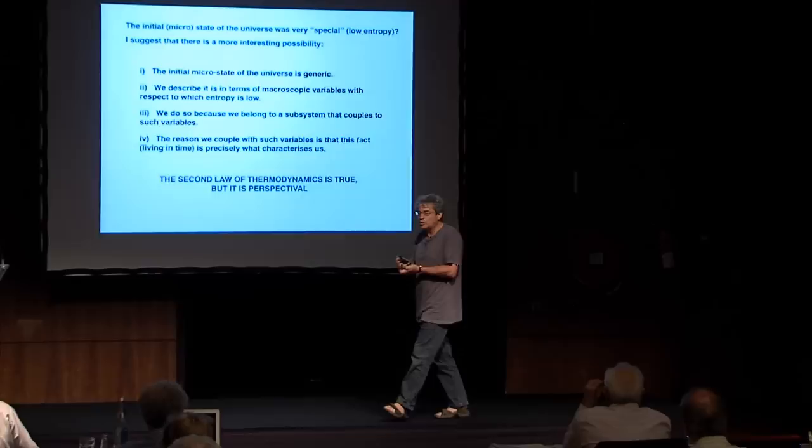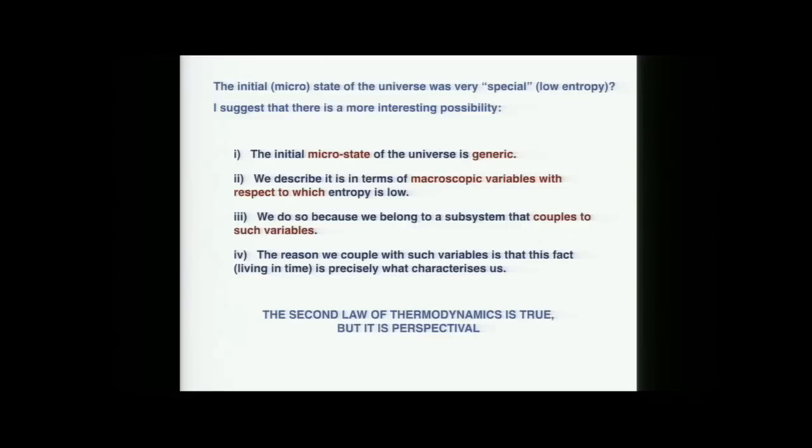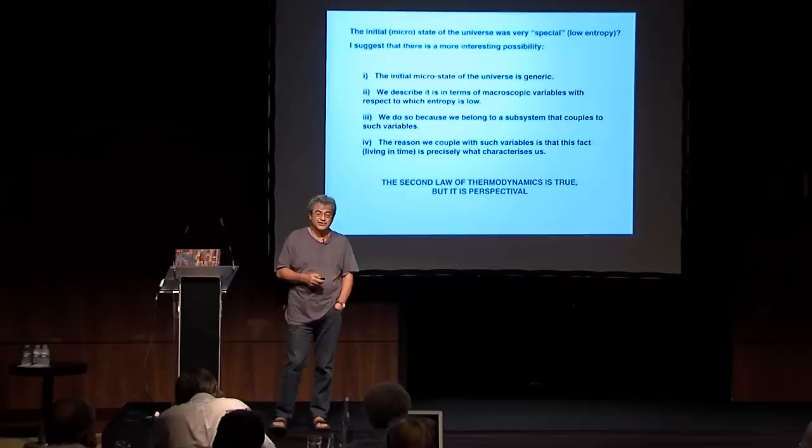And why do we belong to such a special subsystem? Well, because that's what we are. We are things that live in time. So if this story is correct, the question of why we see entropy growing in one direction is the same question as why my name is Carlo. Right? I am Carlo. I'm the one who is called Carlo. So I don't have to explain why my name is Carlo. So the second law of thermodynamics, which is certainly true, no doubt about that, might be true because it's perspectival. So it's true with respect to a subsystem, and we are the subsystem with respect to which it's true. That's a key idea I want to present.